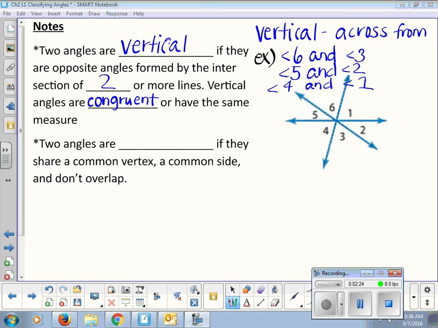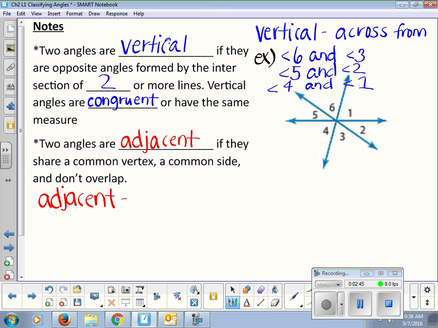Our next vocabulary word is adjacent. Two angles are adjacent if they share a common vertex, a common side, and do not overlap. When I think of adjacent angles, I think next to. Those are angles that are next to each other.